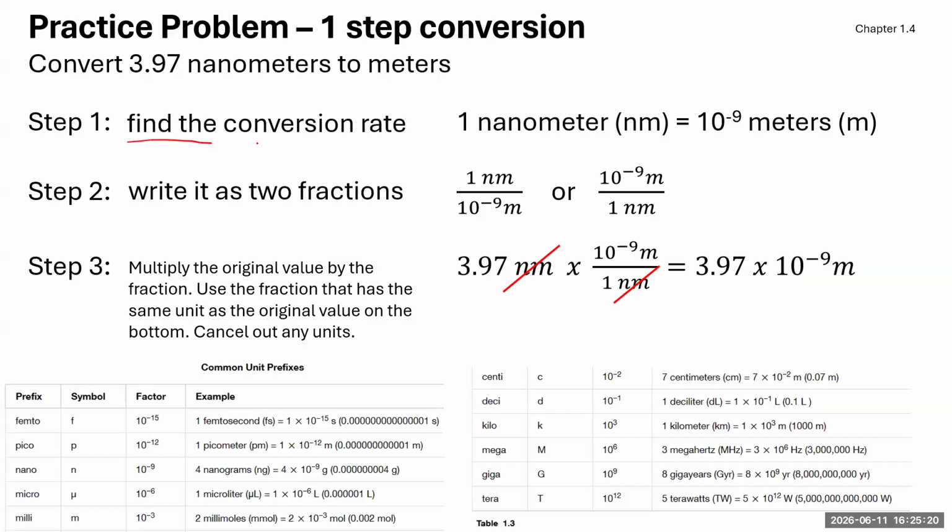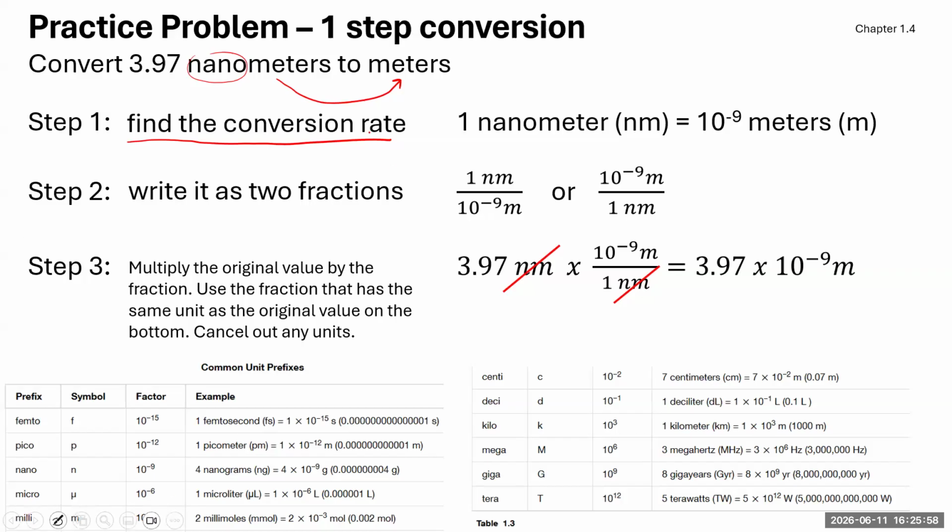Find the conversion rate. Well, the problem is convert 3.97 nanometers to meters. Step 1, find the conversion rate. Well, we're trying to go from nanometers to meters. So we have to have a conversion from nanometers to meters, right? Let me just try and move this button out of the way. There you go. Actually, that worked out great.